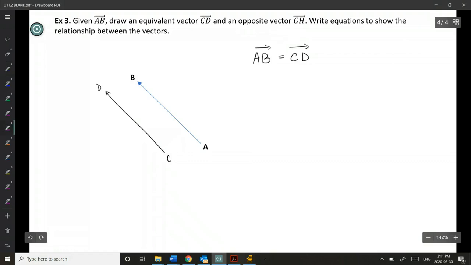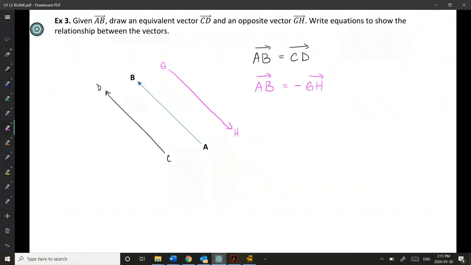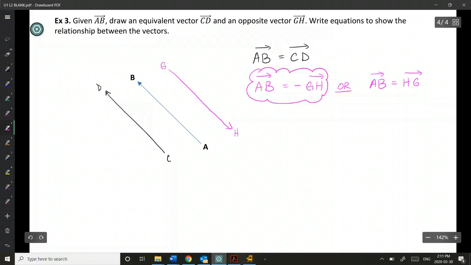Okay, for the opposite vector, we want to draw something that's still equal in magnitude and still parallel, but it goes in the opposite direction. So we're going to label this GH. And what we would say is that AB is equal to GH, but in the opposite direction. So we would want to switch its direction by putting a negative in front of it. Or another way that you can say this is AB is equal to HG. Okay, but normally we would defer to this method to show that they're opposite vectors.